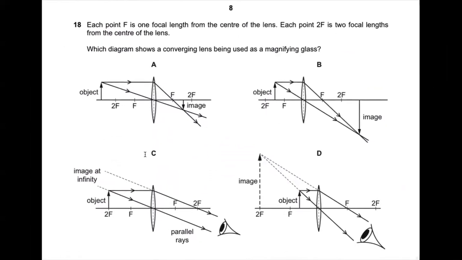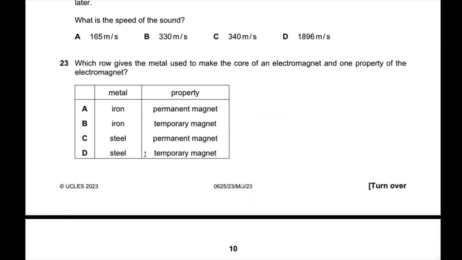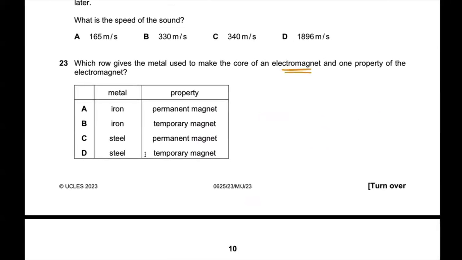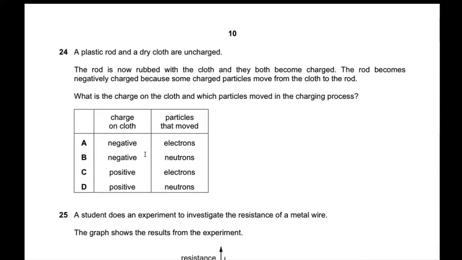18, you just see this word magnifying glass. This only happens in case 6, in which the object is placed between O and F, which causes a virtual magnified upright image to be formed. Next, we have 22. Again, really easy. For an electromagnet, we have iron because it's a temporary magnet. Easy. Then we have 25.